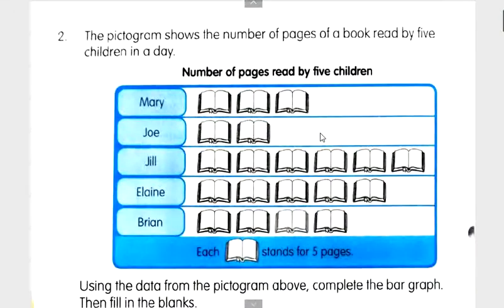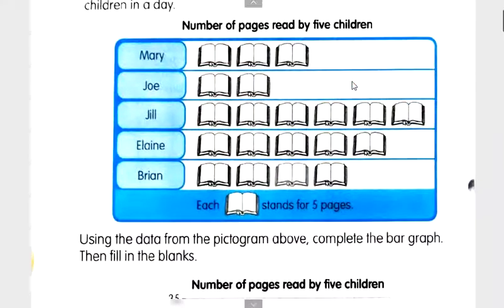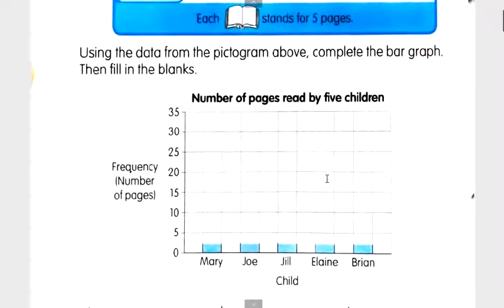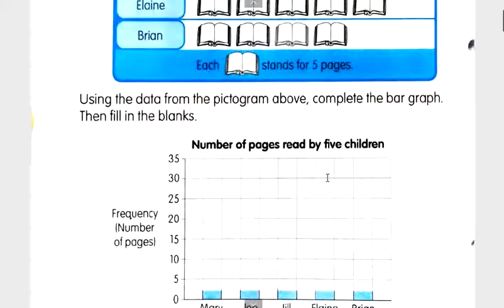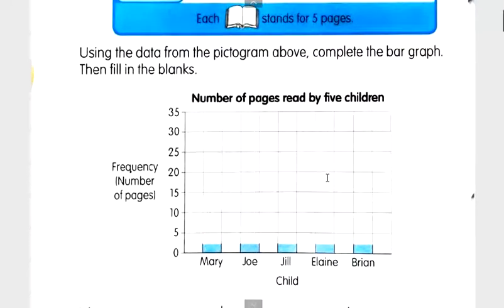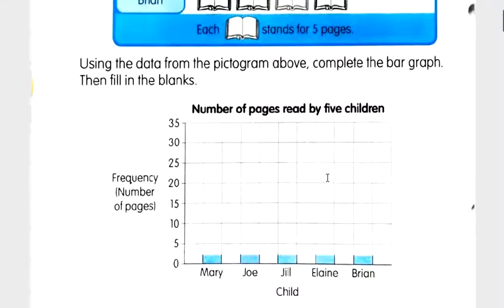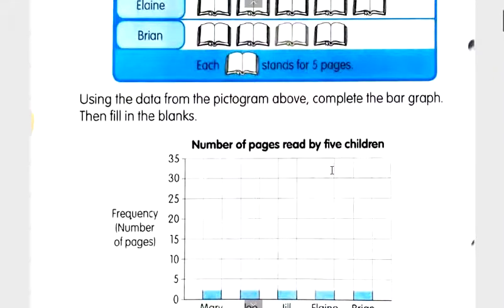Okay, this is a pictogram. The number of pages read by 5 children. So there are 5 children here, and these are the names. Each book symbol, or each picture, stands for 5. So let's draw the bar graph using the data from the pictogram.